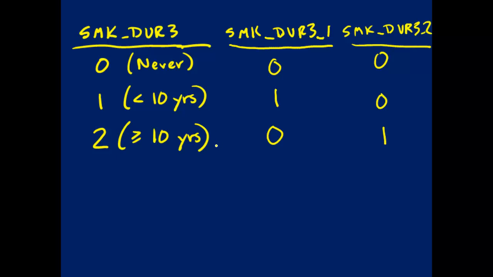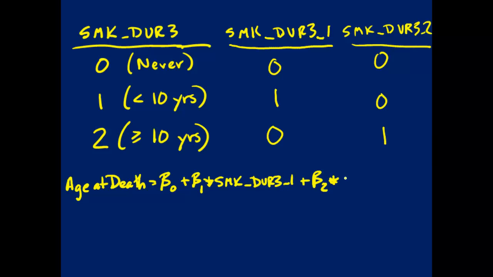So let's write it out here. The model here is going to be the age at death equals some constant plus another constant times our first dummy variable plus a third constant times our second dummy variable plus an error. So let's go back to our diagram and see if we can figure out what these beta values would be equal to by looking at the diagram.